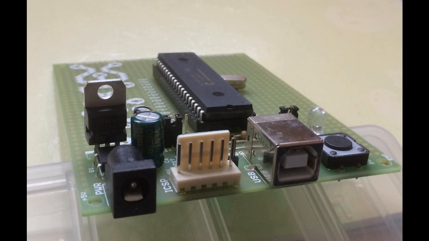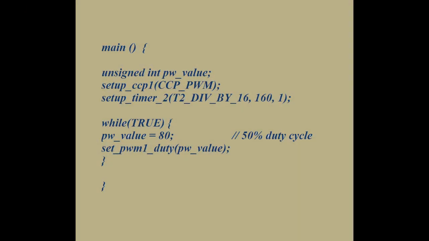Although you can use any PIC-C compiler, I'm going to be using the CCS C compiler to program the microchip. Let's take a look at some sample code on pulse width modulation. If you have some programming experience, you should be able to identify with most of the code.